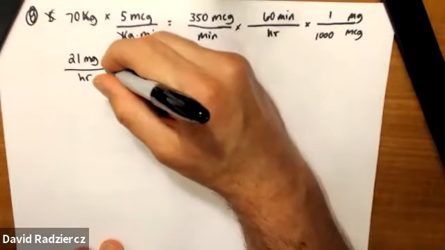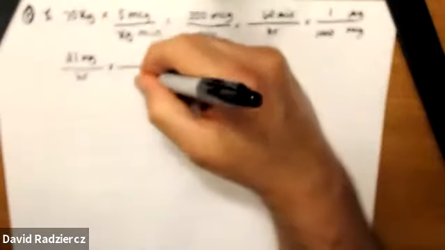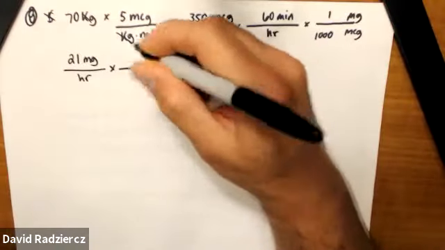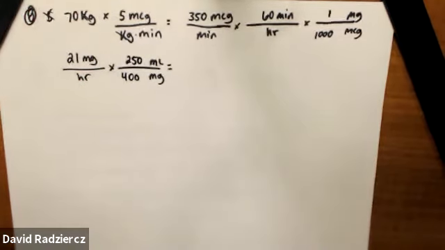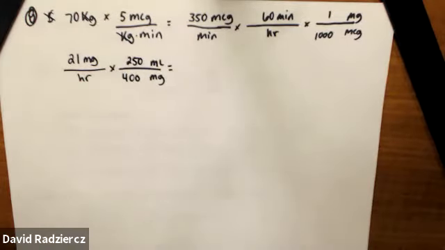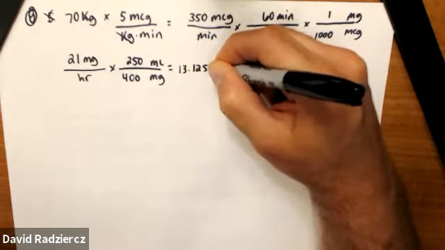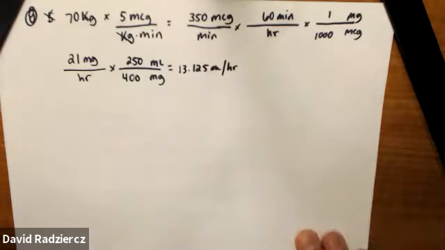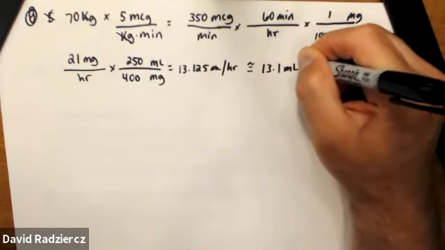Now, all I need to do is convert milligrams to milliliters. And that's where my available 400 milligrams per 250 ml comes in. So 400, 250. I'm just going to plug that into my calculator: 21 times 250 divided by 400. And then you're going to get 13.125, which I believe is how they stated your answer. But you should round this, and it should round to 13.1 milliliters per hour.